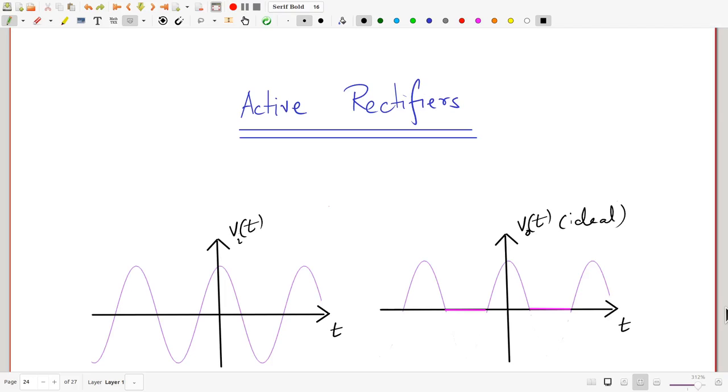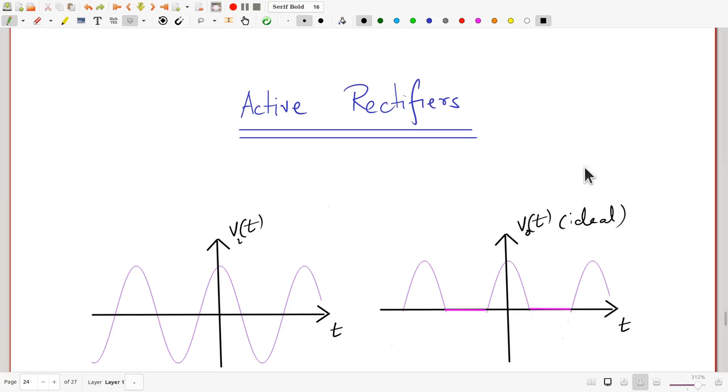The first class of circuits that we are going to talk about in today's lecture are the active rectifiers. So now you might very well ask, why do we need to take a look at rectifiers again, given that we have actually extensively dealt with different kinds of rectifiers when we were discussing diode circuits?